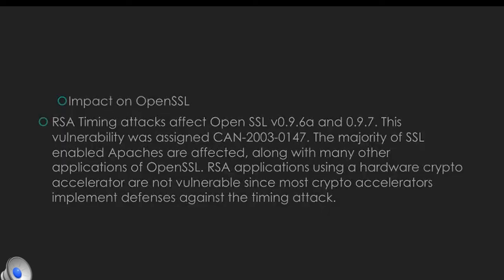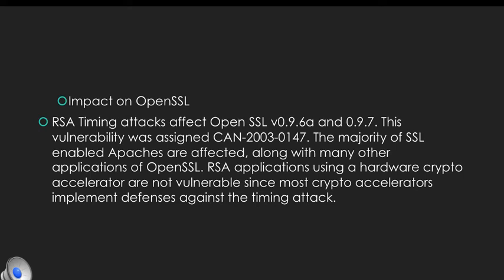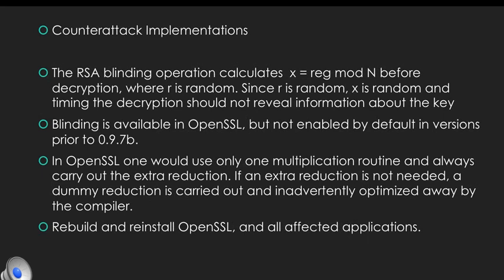The RSA timing attack affects OpenSSL versions 0.9.6a and 0.9.7. RSA applications using a hardware crypto accelerator are not vulnerable. RSA blinding is the most widely accepted defense against these timing attacks. Because the decryption is randomized, the timing of decryption does not reveal information about the key.